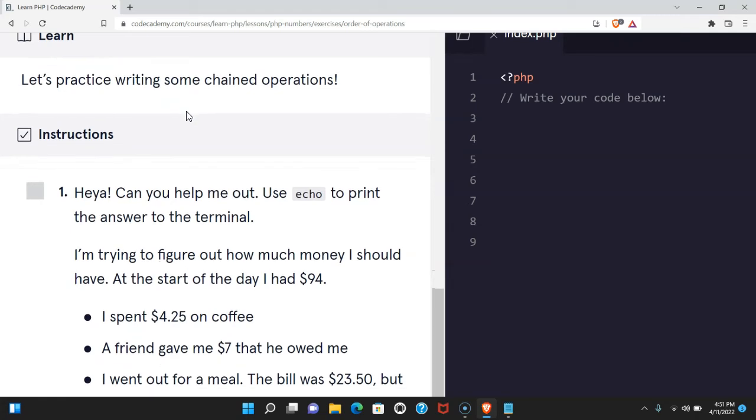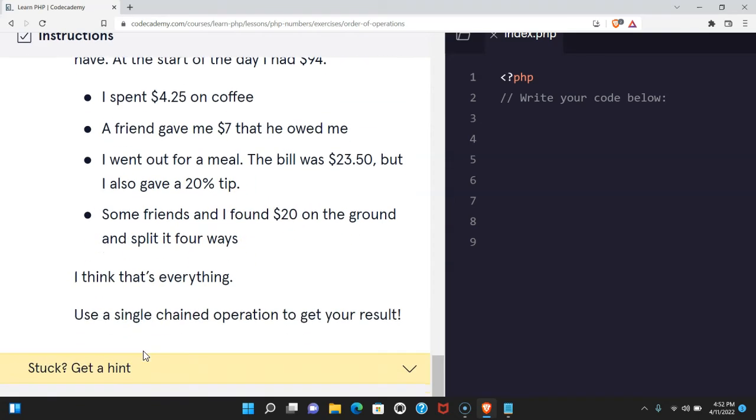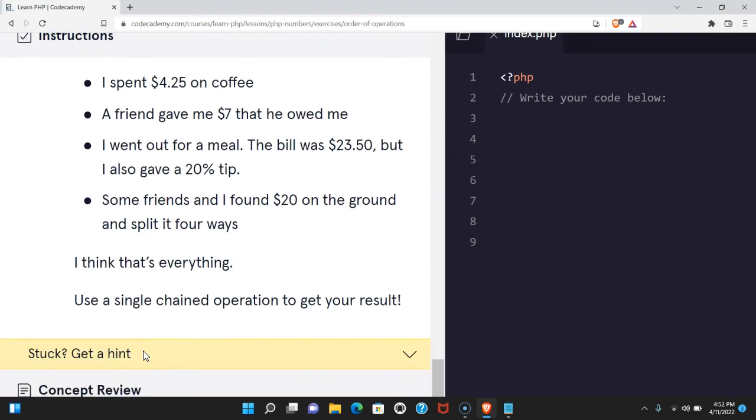Let's practice writing some chained operations. Our instructions say, hey, can you help me out? Use echo to print the answer to the terminal. I'm trying to figure out how much money I should have. At the start of the day, I had $94. I spent $4.25 on coffee. A friend gave me $7 that he owed me. I went out for a meal. The bill was $23.50, but I also gave a 20% tip. Some friends and I found $20 on the ground and split it 4 ways. I think that's everything. Use a single chain operation to get your result.